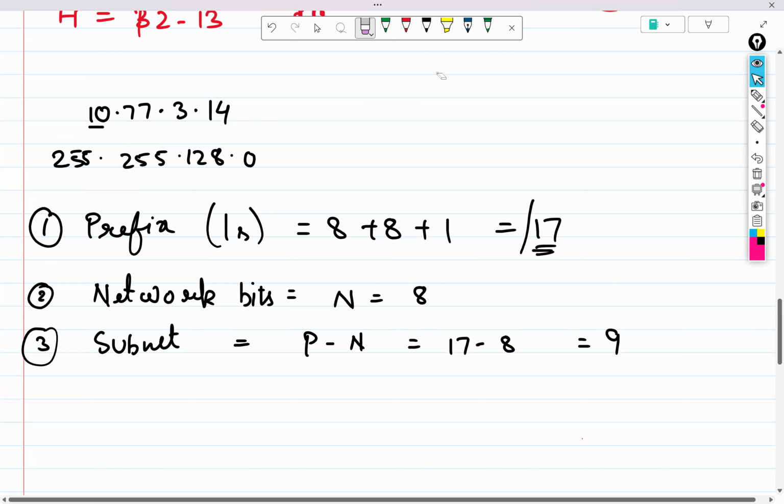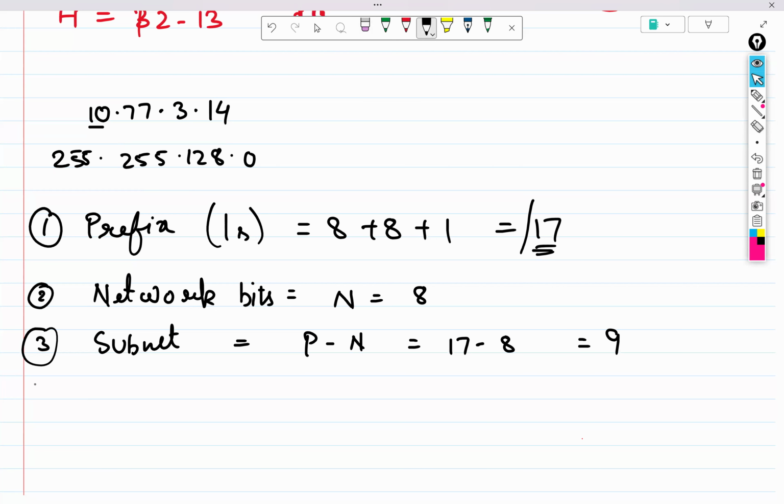So you found out these things. Then find out the host bits. How many host bits are there? We know that the total number of bits in an IP address is 32, and we already have 17 ones, right? We have 17 ones. So in total, we have 15 host bits.